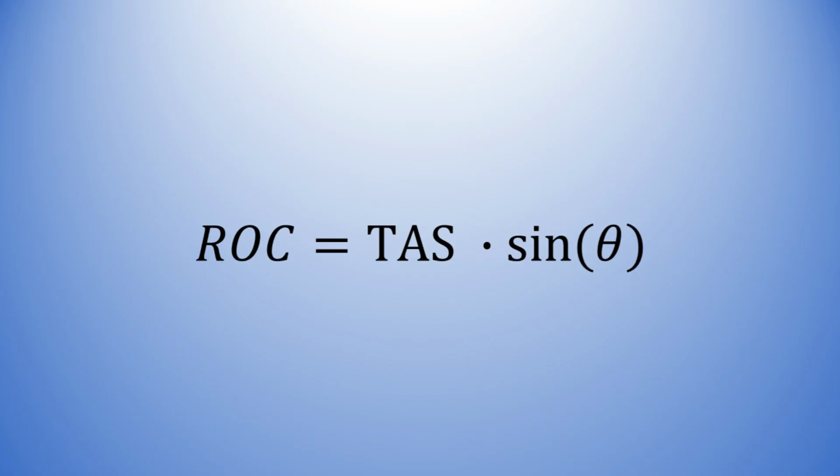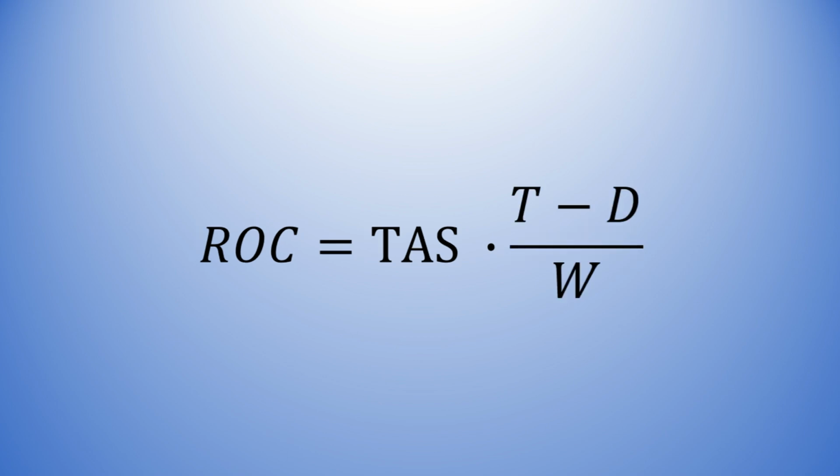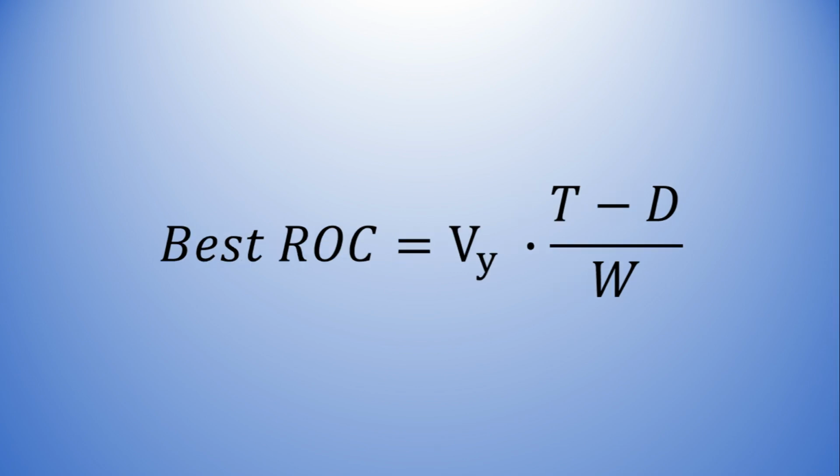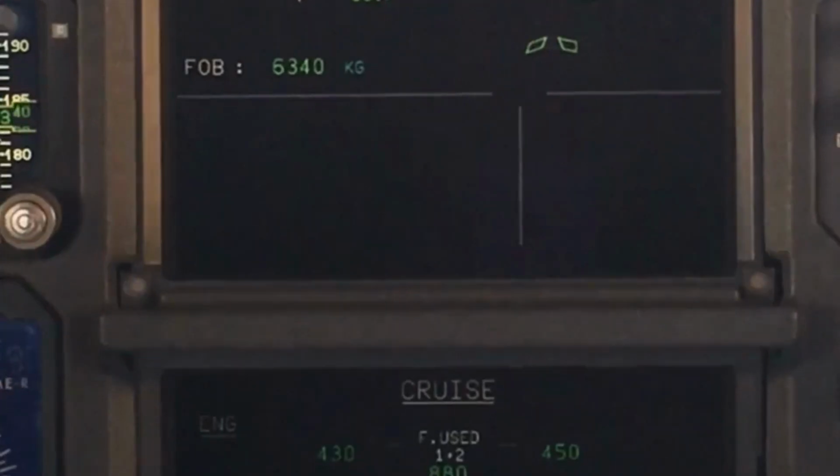The rate of climb is calculated by multiplying the true airspeed with sine of the flight path angle. Since we already know what sine of the flight path angle is equal to, we arrive at the final formula. Rate of climb equals the true airspeed multiplied by thrust minus drag divided by the aircraft's weight. This calculation shows how efficiently the aircraft converts forward speed into altitude during a climb. And VY is the airspeed where the best rate of climb is achieved.